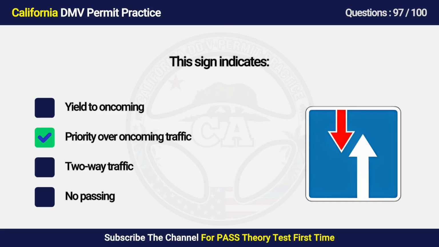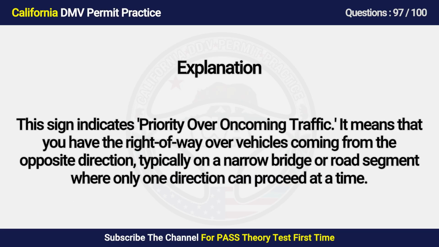Answers is B. Priority over oncoming traffic. This sign indicates priority over oncoming traffic. It means that you have the right of way over vehicles coming from the opposite direction, typically on a narrow bridge or road segment where only one direction can proceed at a time.